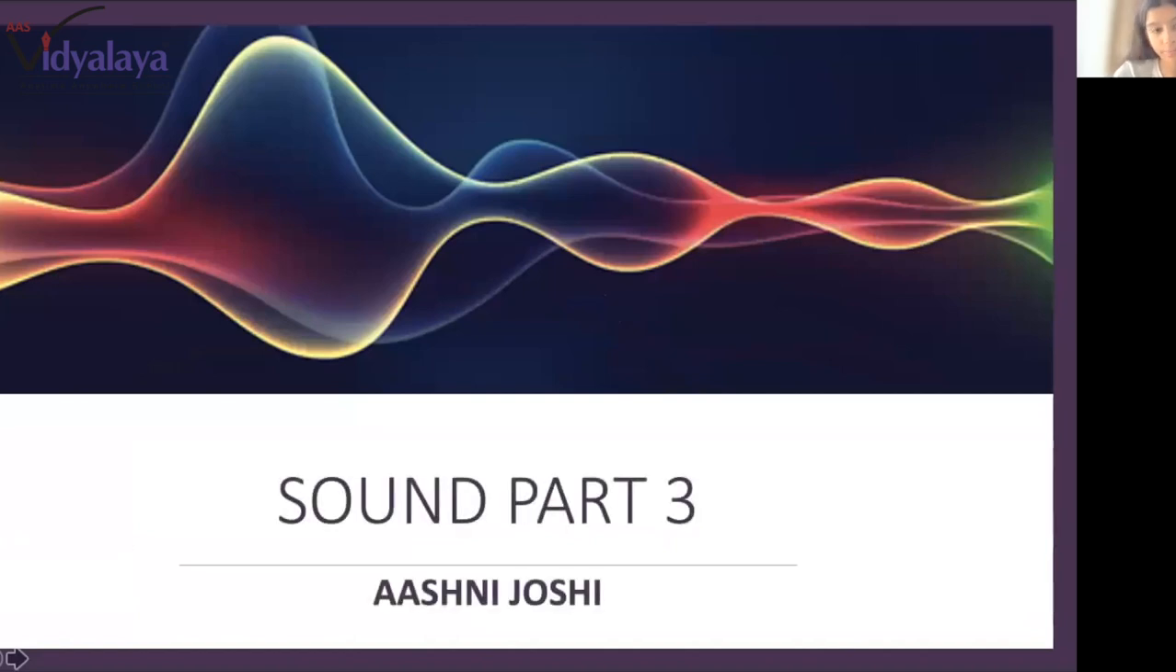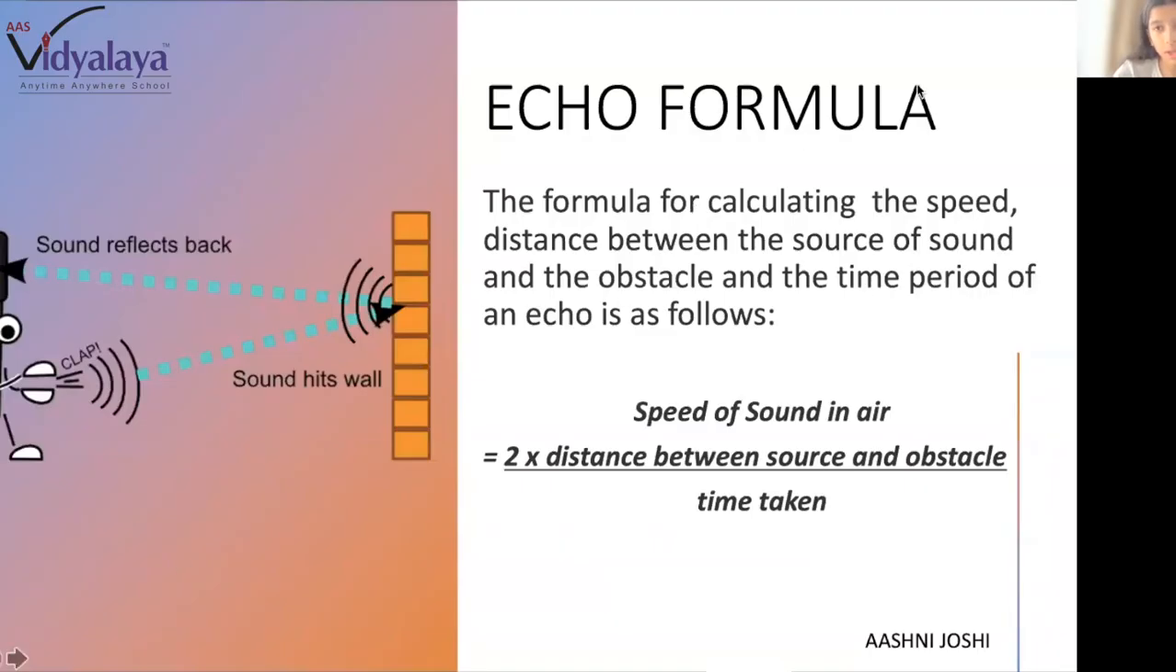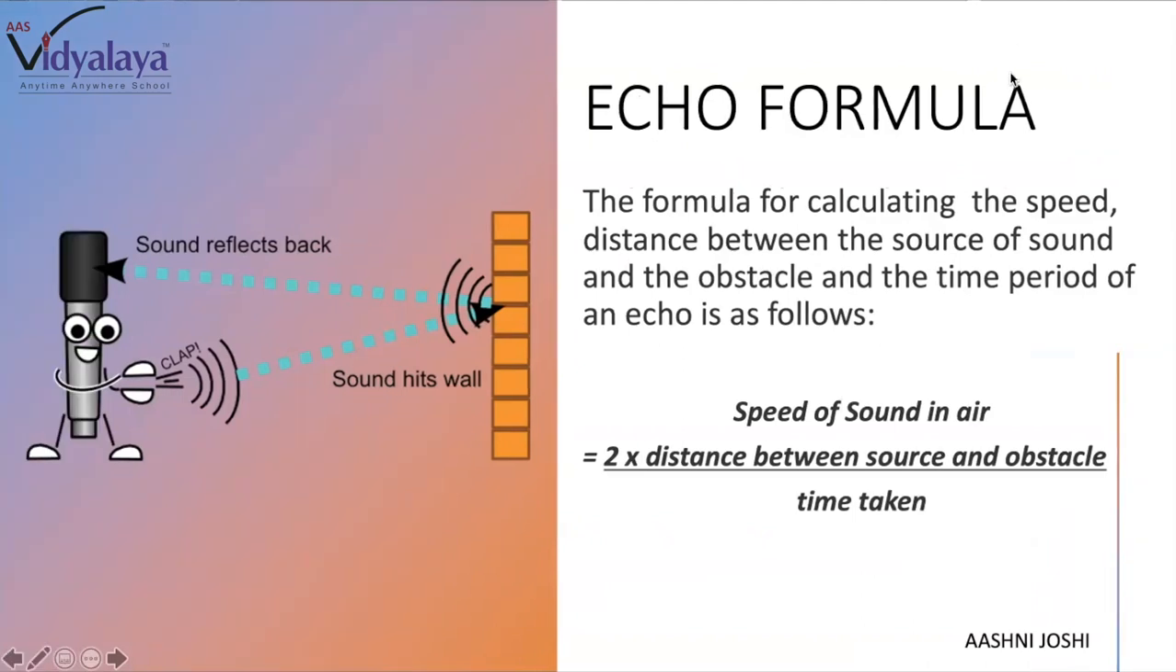Sound part 3. Echo formula. So the formula for calculating the speed, distance between the source of sound and the obstacle, and the time period for an echo is as follows. So if you all remember, last time I had told you all that I will be teaching you how to calculate the distance between the two sound waves or the time taken and the speed in this sound part 3. So that's what I'm going to be doing right now.